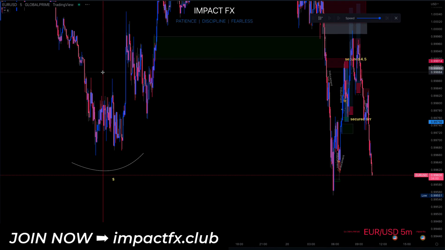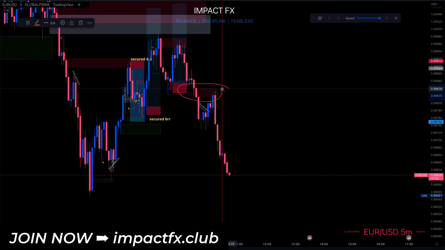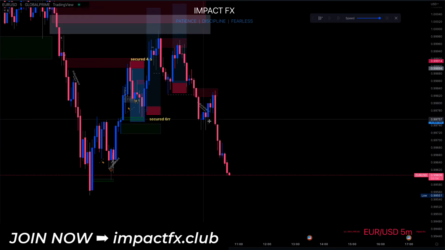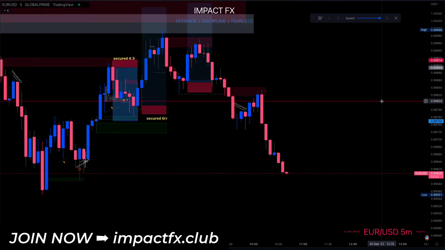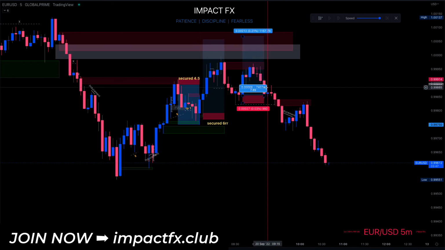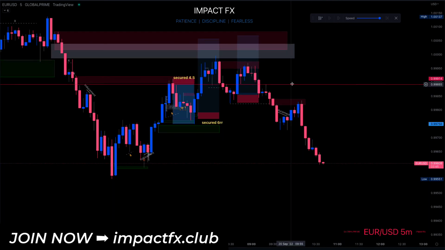So if we go to the 5-minute, where's our flip zone? There was our unmitigated flip zone. This took internal liquidity that should be protected, and price has absolutely just broken down to the downside. Just an absolute beautiful PA today, guys. Price action today on EU is very, very clean.